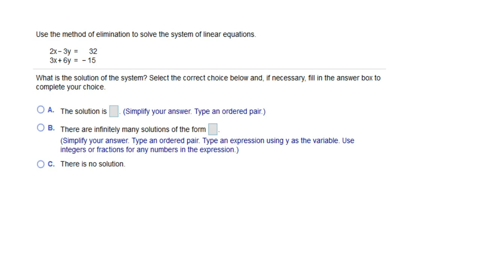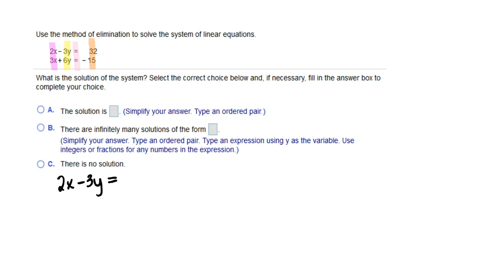All right, now to solve by elimination, the first thing you want to make sure is that all of your variables are lined up. I have my x's lined up, my y's are lined up, my constants are lined up, but most important of all, the most important thing is to make sure that your equal sign is lined up.